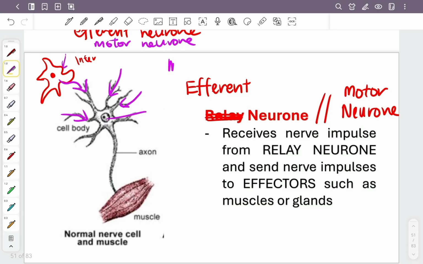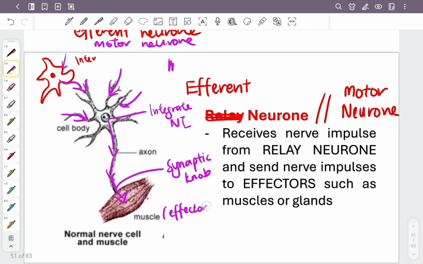So at this part, the cell body integrates the nerve impulse. Then it passes down until here, there is a synaptic knob. From here, the nerve impulses go to your muscle. So once your muscle, which is the effector, receives the nerve impulses, it is going to respond. So the function of the motor neuron or efferent neuron here is to receive nerve impulses from the relay neuron, which is the interneuron, and send nerve impulses to the effectors, usually muscles or glands.